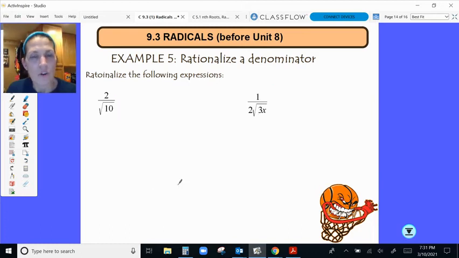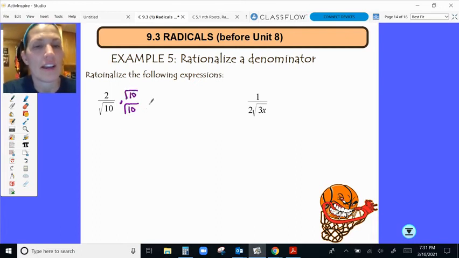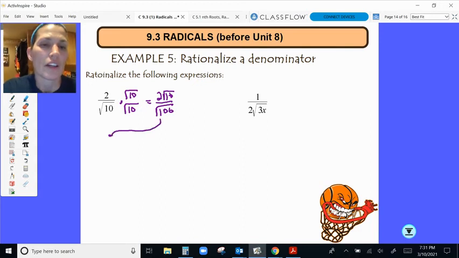All right, you guys might want to go ahead and pause this and try this on your own and see how you do, or just keep going with the video. So here we're going to multiply again by square root of 10 over square root of 10. Okay, this is going to give us 2 square root of 10 over the square root of 100. I'm going to come down here really quick. So 2 square root of 10, and the square root of 100 is 10.